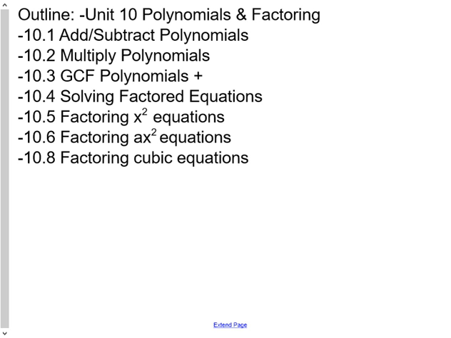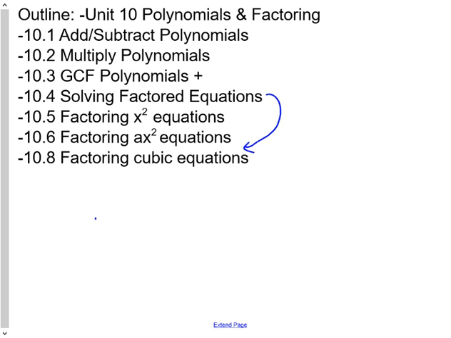Next lesson, 10.2, will be about multiplying. 10.3 is about how to find the greatest common factor of polynomials. And then we'll get into solving factored equations in 10.4. That will actually be moved to after we've figured out how to factor, so this will be moved over here.